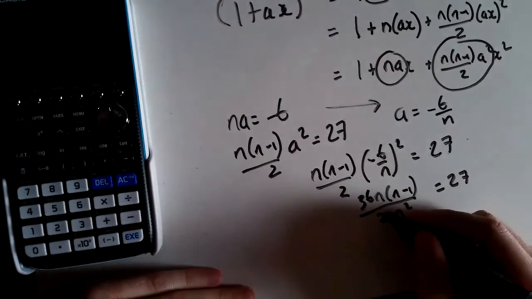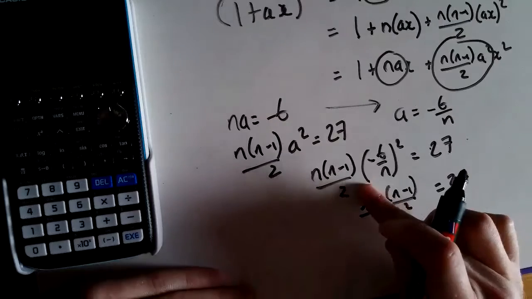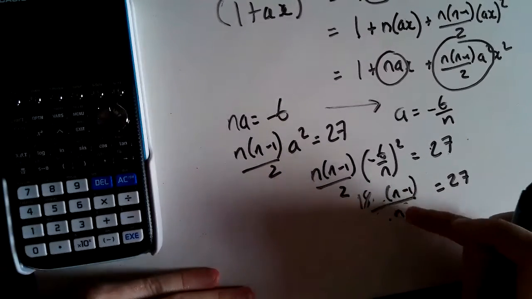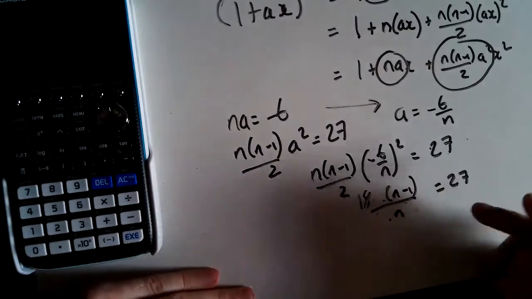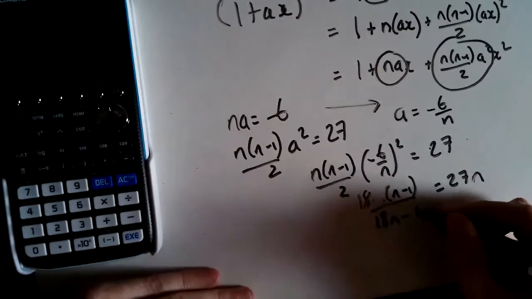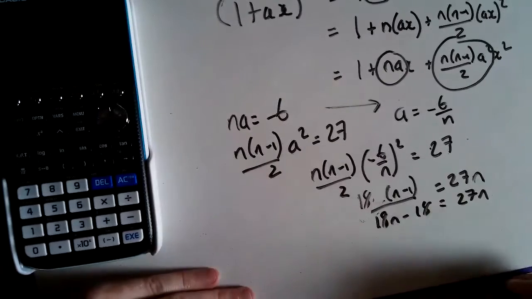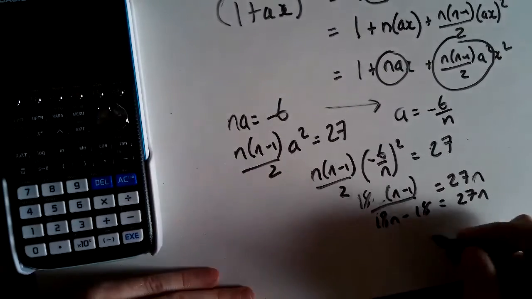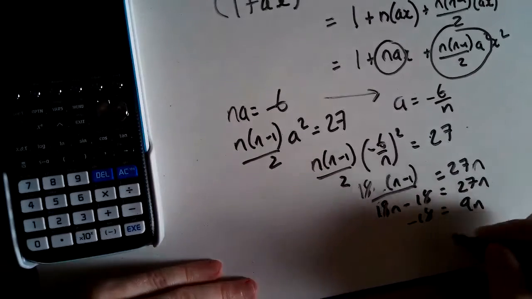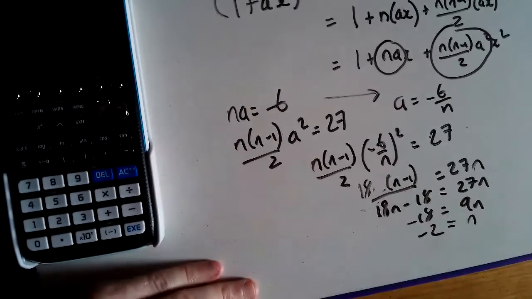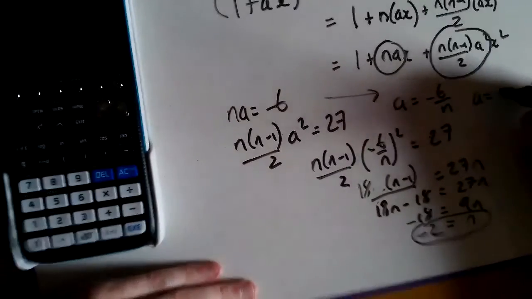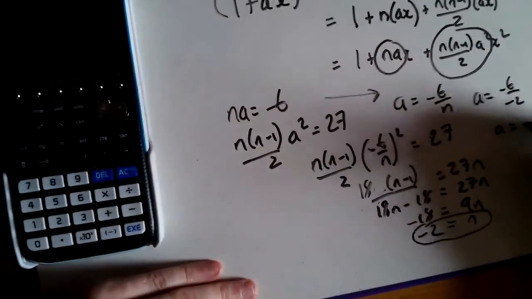Well, now the 2 and the 36 can cancel out to 18 on the top. One n can cancel out one of those n's. I can times it by n now. I can expand this bracket, so 18n minus 18 is 27n. Take the 18n to that side, get 9n, and divide by 9, get n equals minus 2. And as soon as I've got n, I can sub it back into a. So a is minus 6 over minus 2, so a is 3.